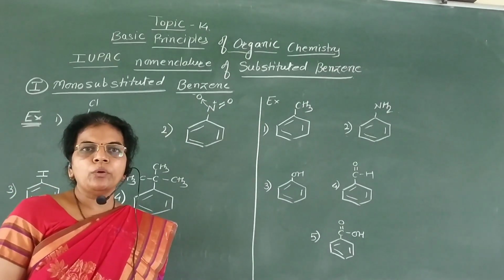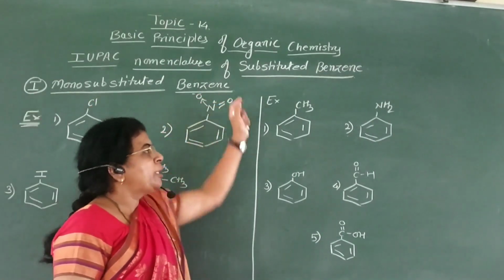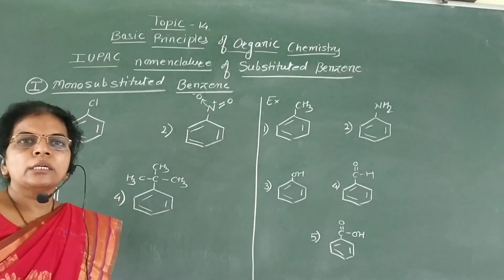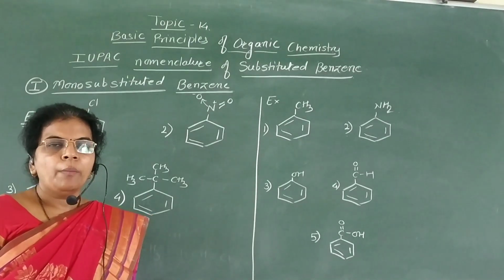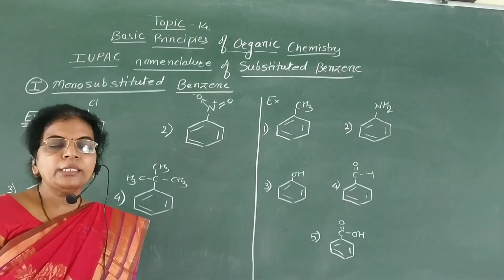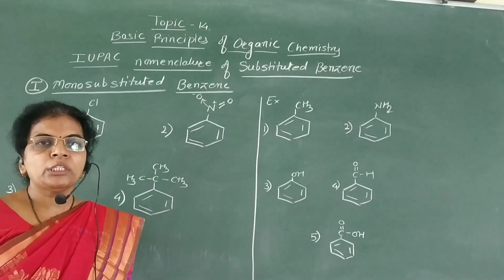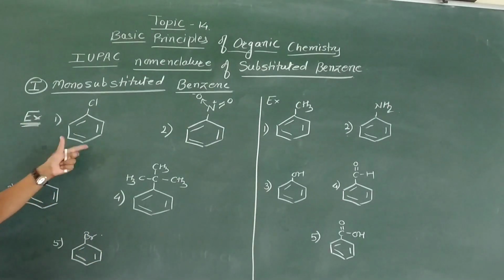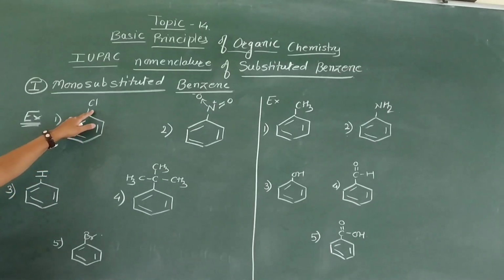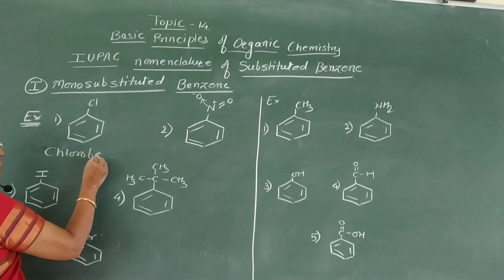Now the next point we are going to see is IUPAC nomenclature of substituted benzene. We know the molecular formula of benzene is C6H6. But if any substituent is attached to the benzene ring, then how are the IUPAC names given? For example, first example: here the benzene is attached to chlorine. Therefore, the name of this compound is chlorobenzene.